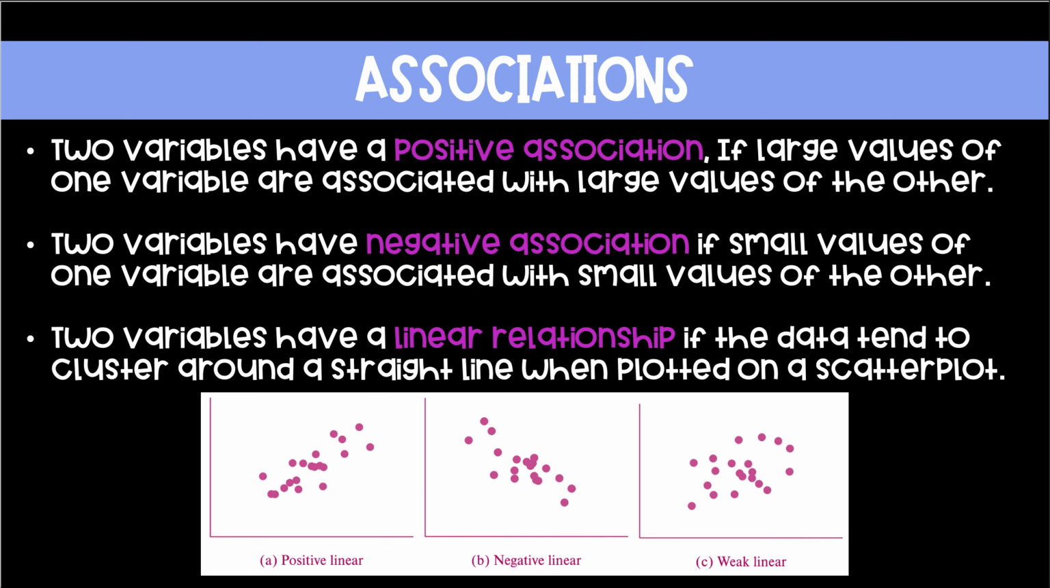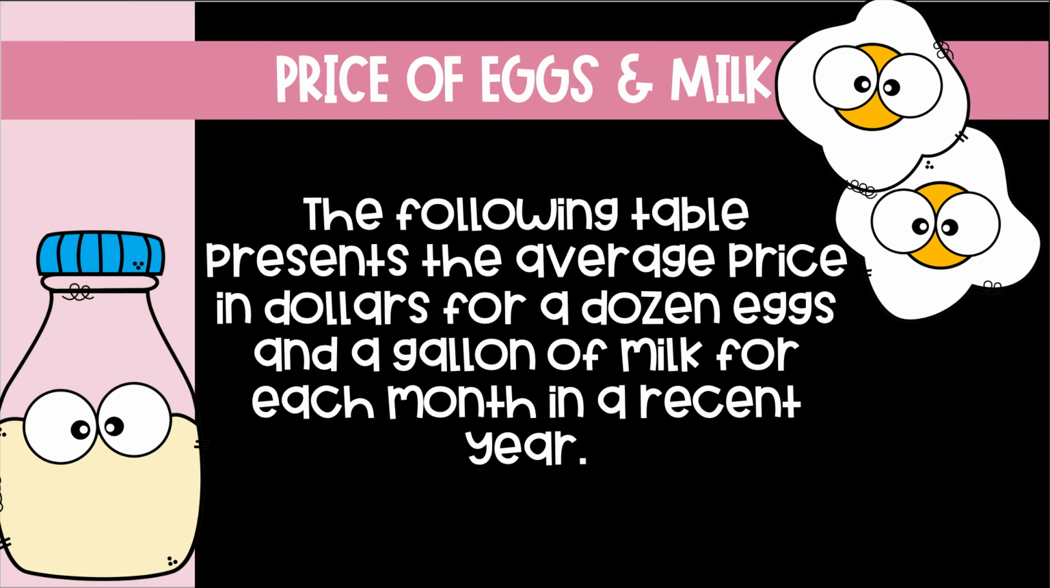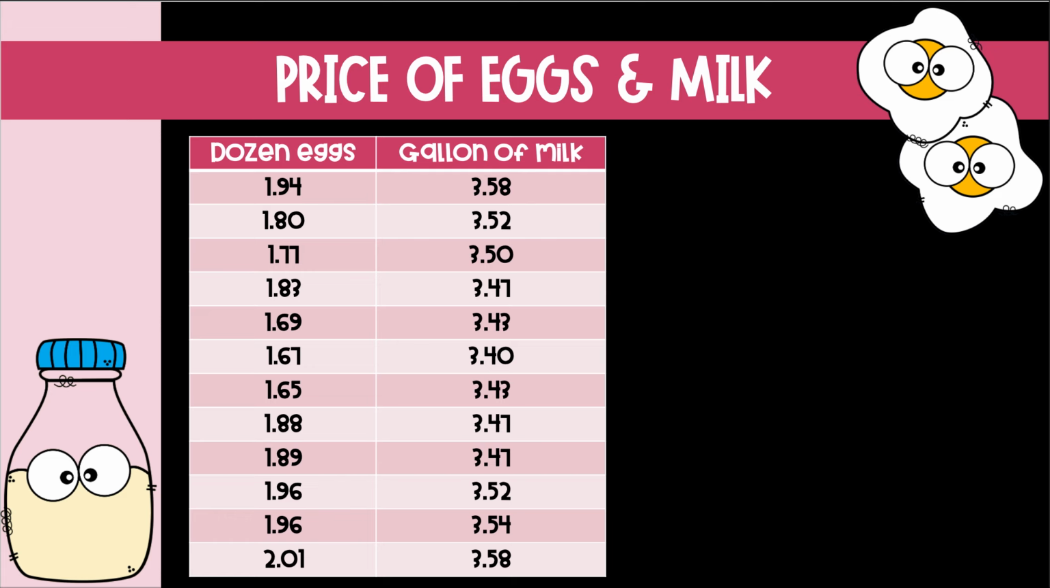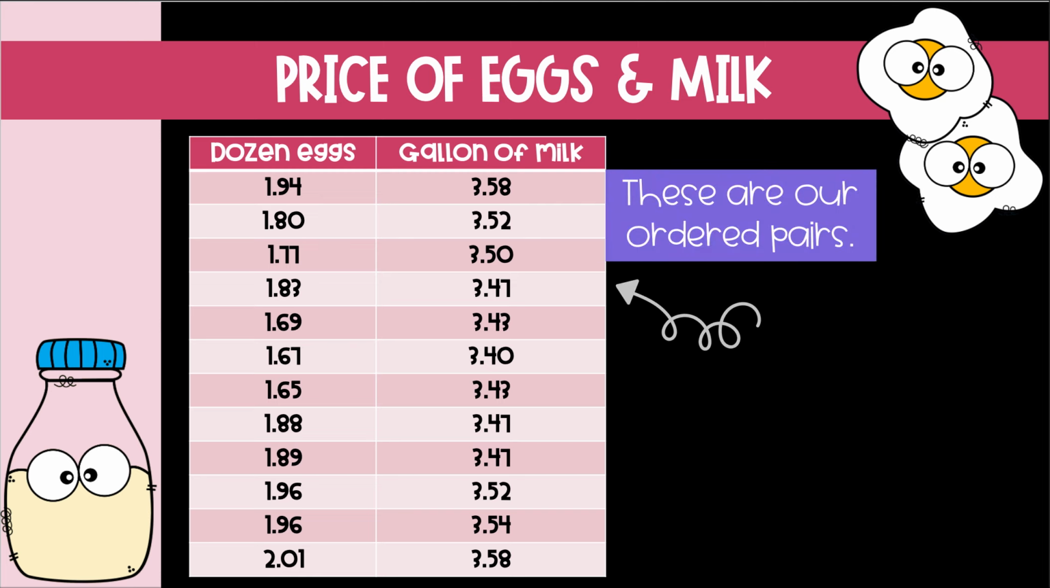Let's take, for example, in our next slide, the price of eggs and the price of milk. I'm going to show you a table that represents the average price in dollars for a dozen eggs and a gallon of milk. The table represents the prices for each month in a recent year. This will be considered your ordered pairs.